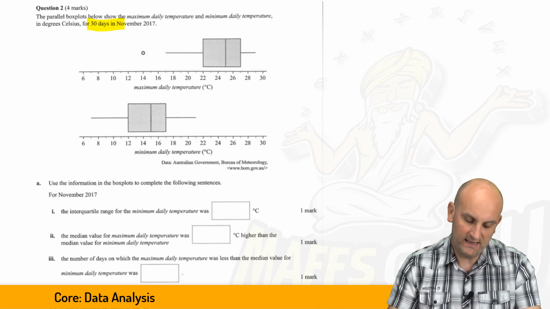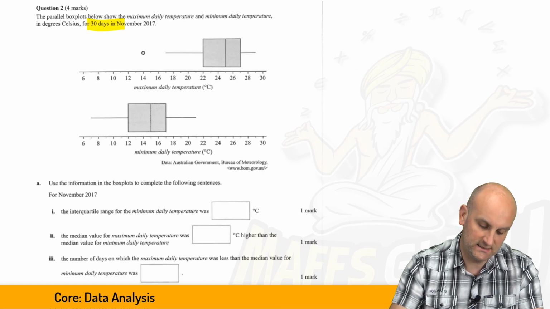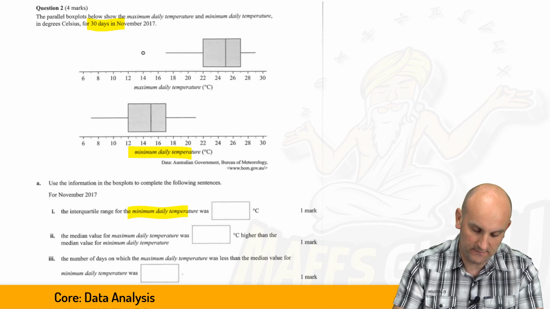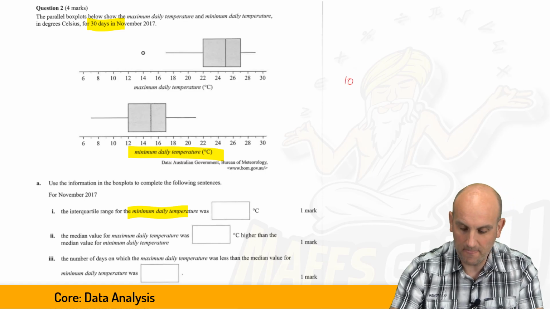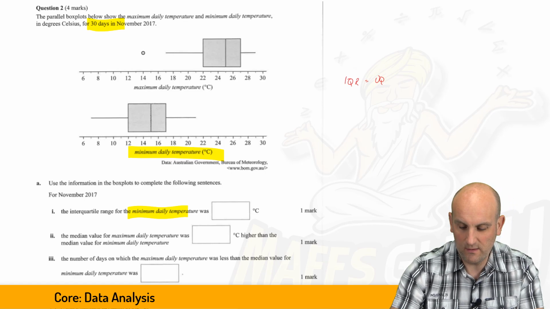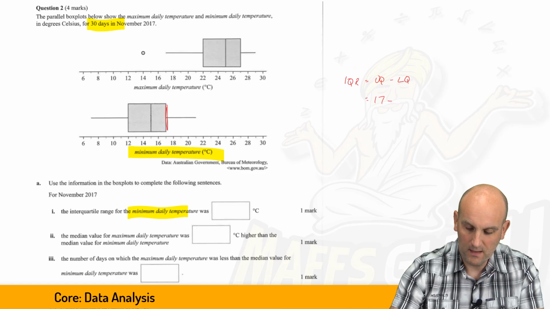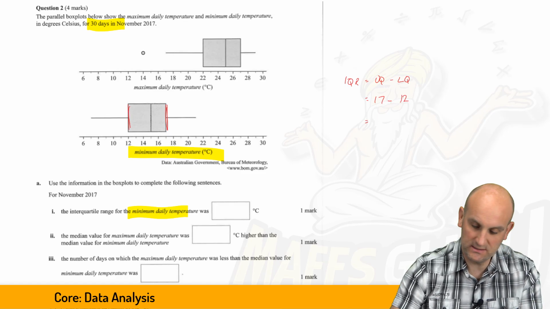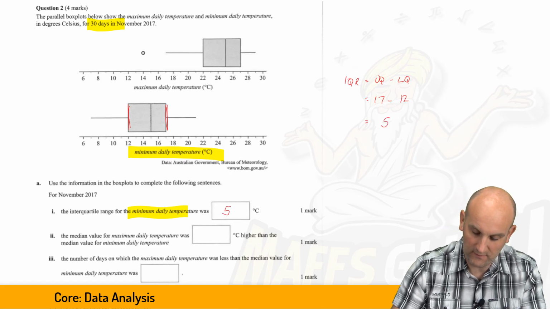The interquartile range for the minimum daily temperature was, so first things first, it says minimum daily temperature. Let's make sure we use the minimum daily temperature. And the interquartile range is given by the upper quartile minus the lower quartile. Well, the upper quartile happens to be this line here, which is at 17. My lower quartile is at this value here, which is 12. And when I subtract the 2 together, I get my answer of 5 degrees Celsius. So there we go, 5 in there.